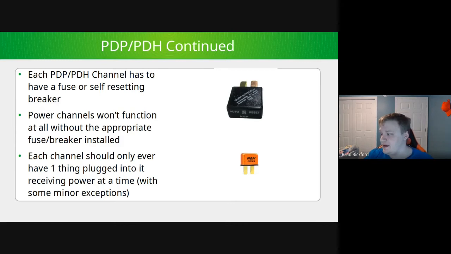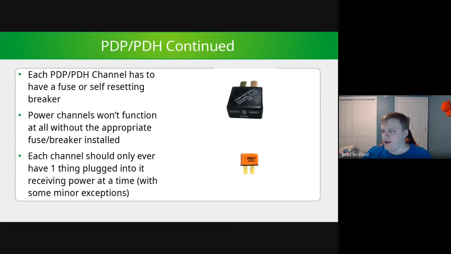There is an indicator LED on each channel that, if you try to pull power from it and you don't have a fuse plugged in, I think they both blink red. But I can't remember off the top of my head what the PDH one does. But the PDP is a red LED that glows if something is plugged in without the appropriate fuse or breaker.